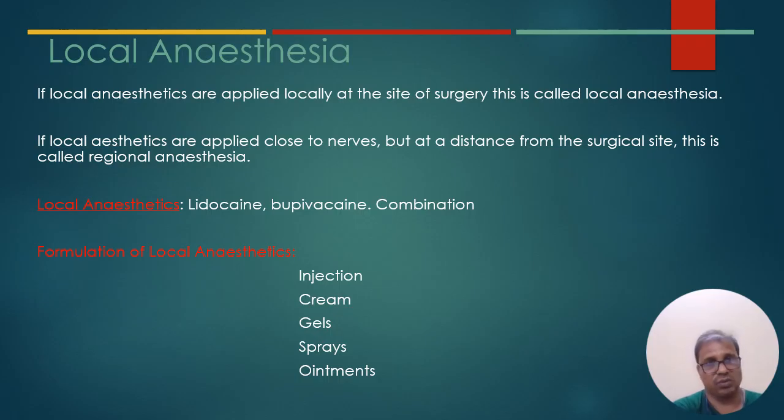Local anesthetic drugs. What are the examples of local anesthetic drugs? Lidocaine, bupivacaine, or a combination of lidocaine and bupivacaine, etc. Local anesthetics have so many formulations: injection, creams, gel, sprays, ointment.